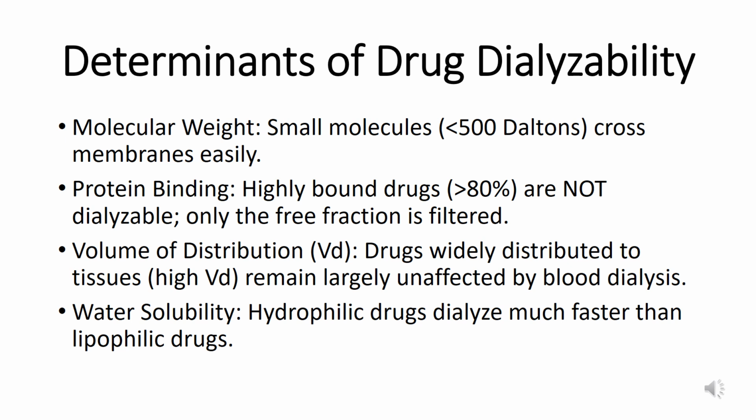The second important factor is protein binding. Many drugs circulate in the bloodstream attached to plasma proteins such as albumin. When a drug is bound to protein, it becomes too large to pass through most dialysis membranes. Only the unbound, or free, fraction can be filtered. This is a critical concept. Dialysis can only remove what is freely circulating in the blood.